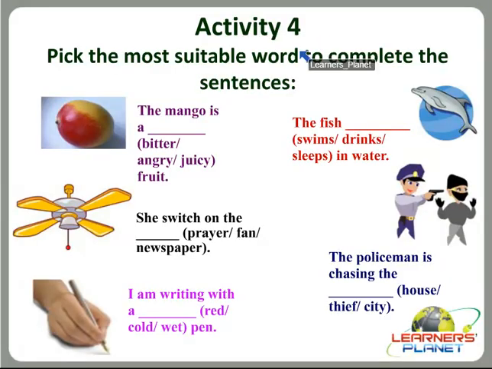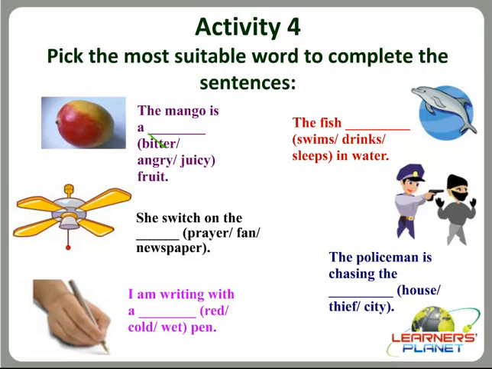Pick the most suitable word to complete the sentences. Very nice activity, students. A mango is a dash fruit. This is a mango. Bitter, angry, juicy. Bitter, no, mango is not bitter. It is sweet. But we do not have sweet over here. So I cancel bitter.